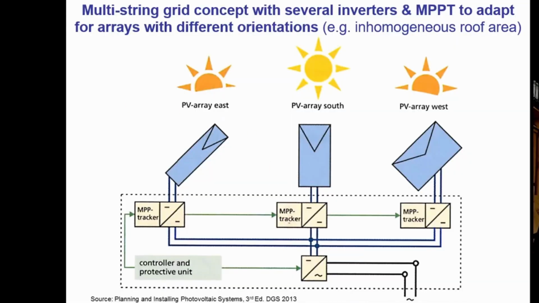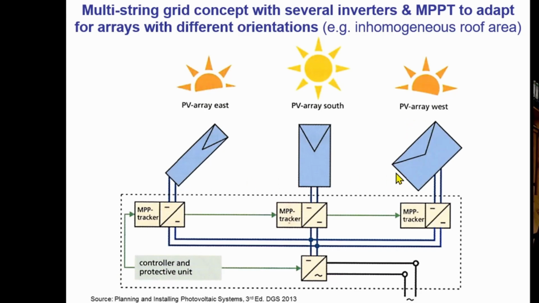This is quite an interesting concept, that you separate the maximum power point tracker from the actual inverter here. So you have a DC-DC converter and the maximum power point tracker at each module or each subarray. And this can help you, for example, if you have a big roof and you use different sides of the roof, and one part is orientated towards east and one part is orientated towards south and the other part is orientated towards west.